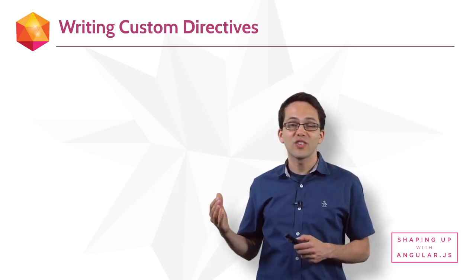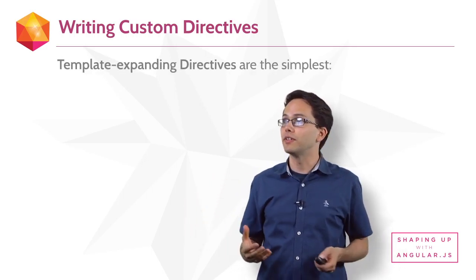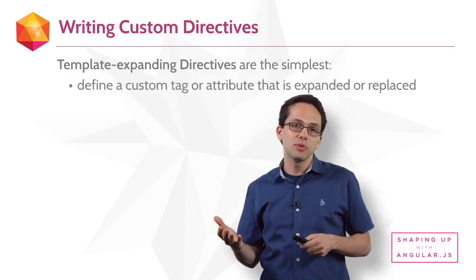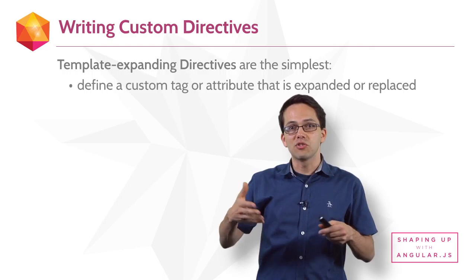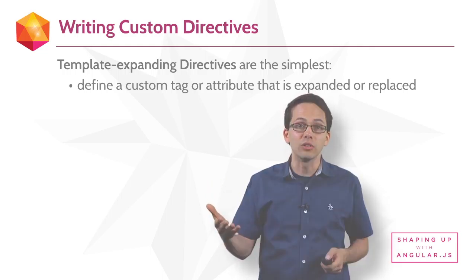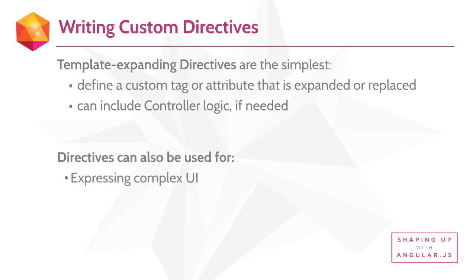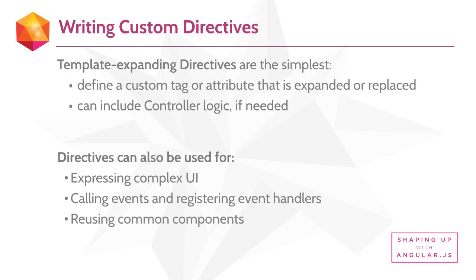and there are several different types of directives you can use. First, there's template expanding directives. Those are the simplest ones. We define a custom tag or attribute, which expands and shows as a template, like an ng-include would. These can also include controller logic. Directives can also be used for expressing complex UIs, calling events, registering event handlers, and reusing common components. But for this course, we're going to stick to the first, most basic way to use a custom directive.